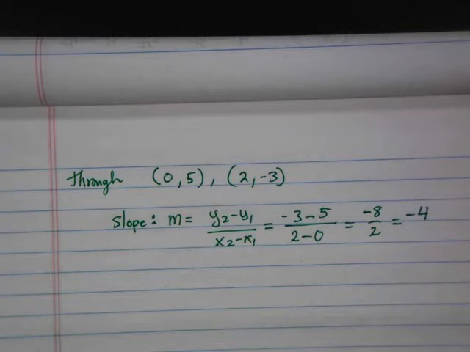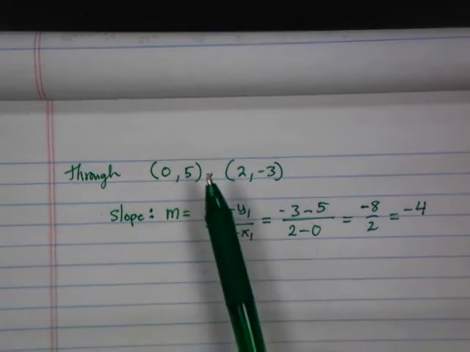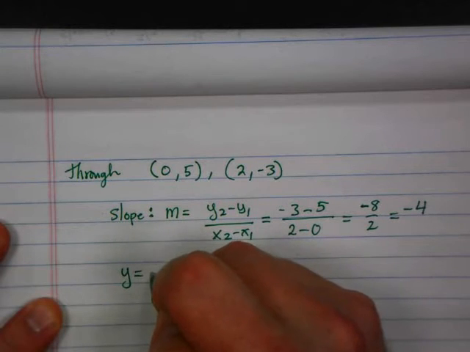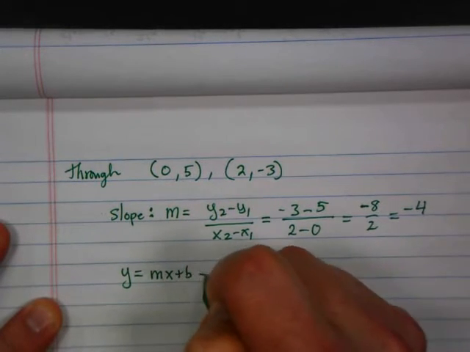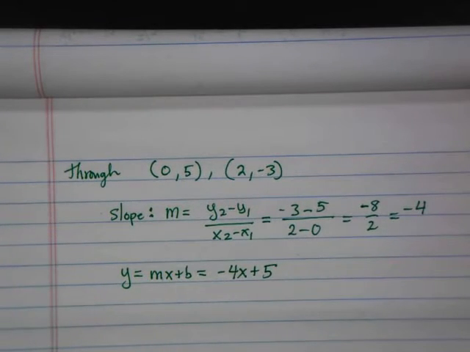Okay, so now we're in great shape. Now we know our slope. Our slope is negative 4. And we know the b number. The b number is 5. All right. Y equals mx plus b, which is going to be negative 4x plus 5. Questions on that?